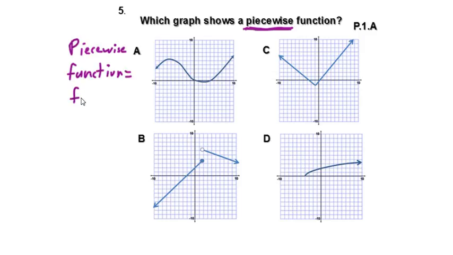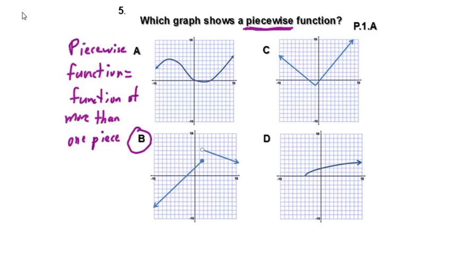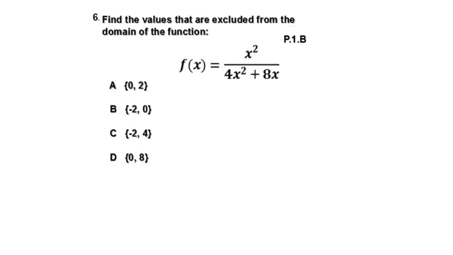Okay, a function, let's say, of more than one piece. One piece. All right, now, if you look at C, it looks like it could be more than one piece, but B is definitely more than one piece. C could be like some transformation of an absolute value function, but B is our correct answer. Should be very easy. All right, problem 6.